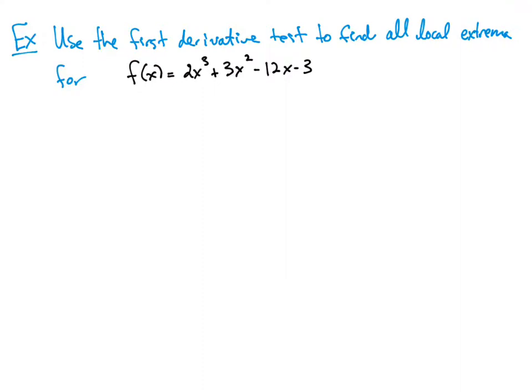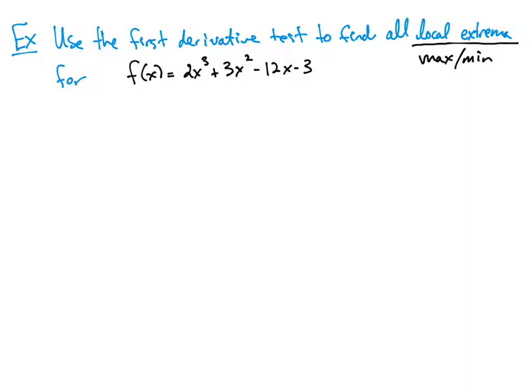So let's look at a couple examples of where we can apply the first derivative test. The first one says to use the test to find all local extrema for this function, f of x equals 2x cubed plus 3x squared minus 12x minus 3. And recall that local extrema just means local max or min. Okay, so in order to do this, we want to find all the places that the first derivative is equal to 0 or where it's undefined.